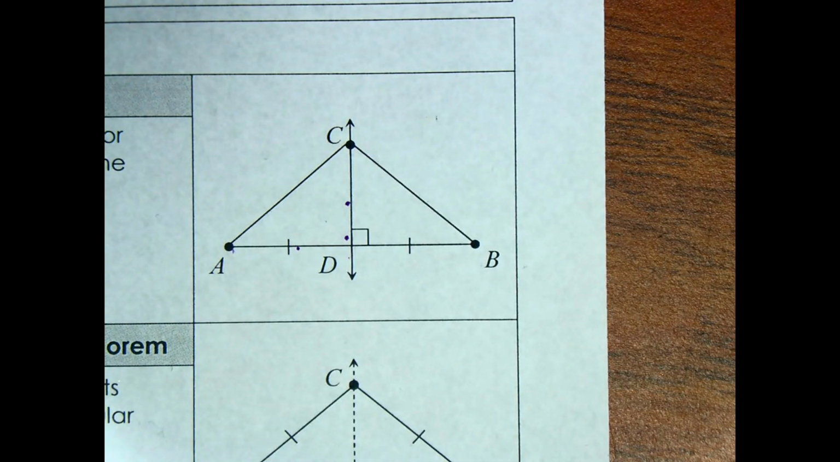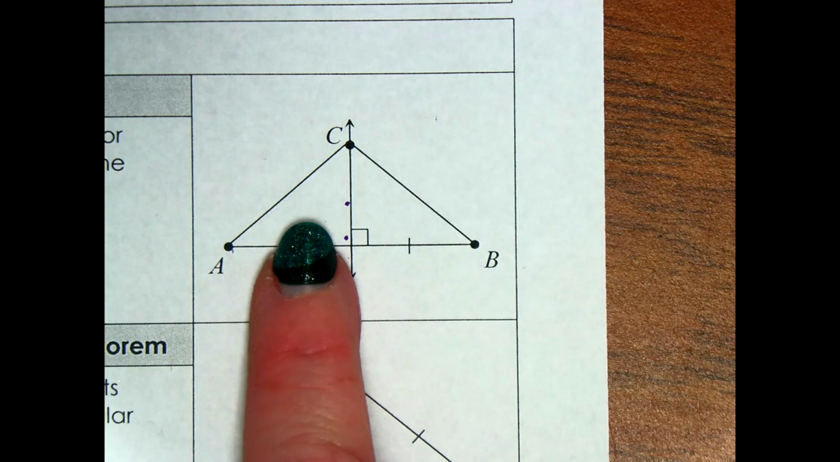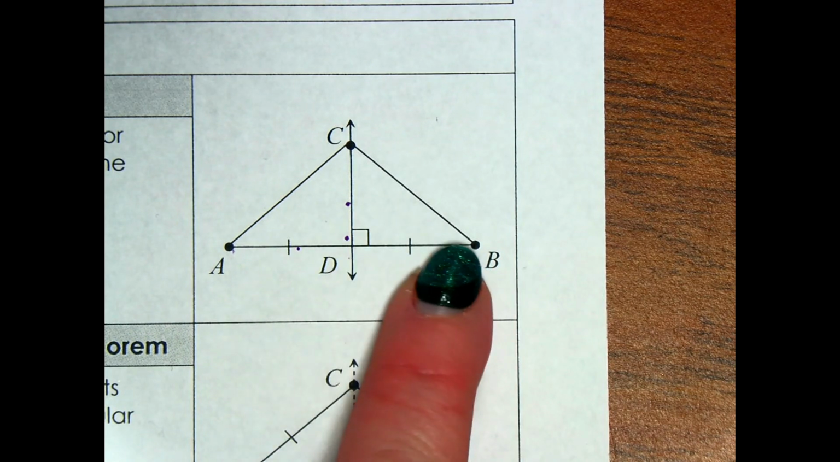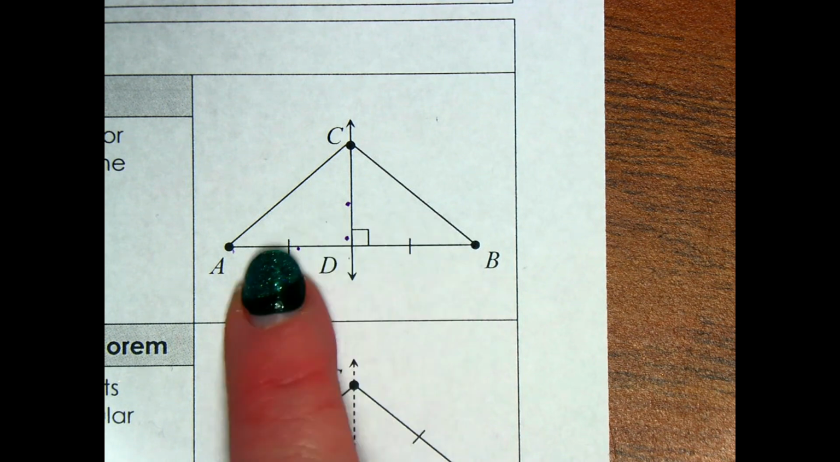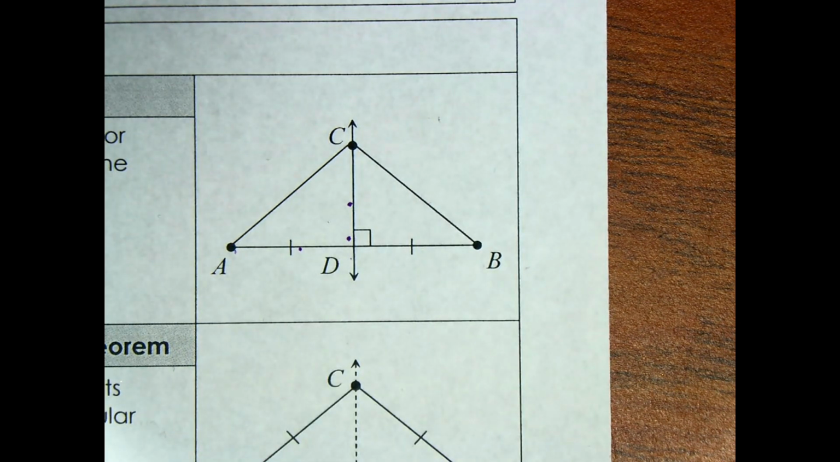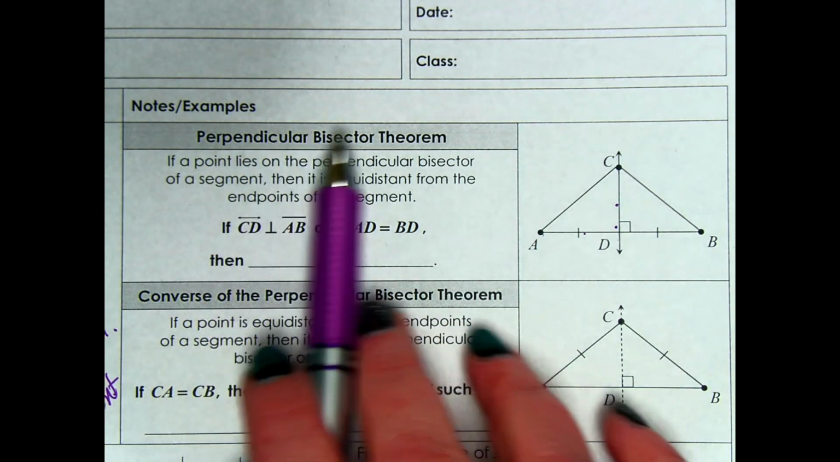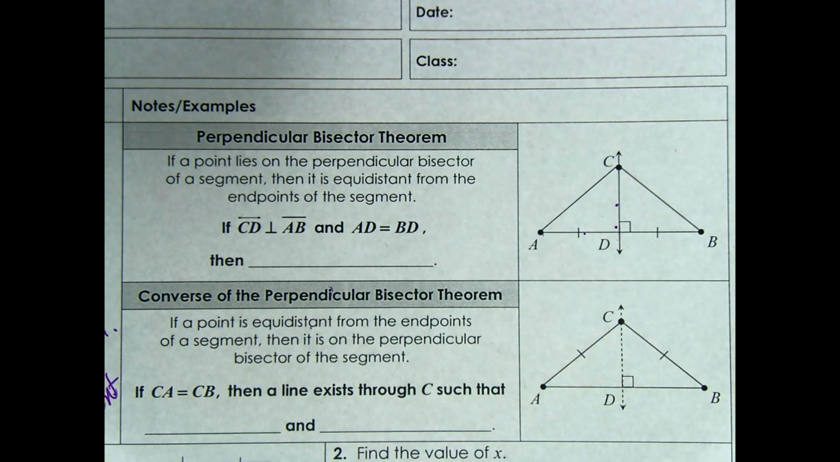Okay? So the fact that these two triangles are congruent tells us that whatever is in this triangle is going to be equal to this triangle because they're congruent. And congruent, remember, means the same. So if we look at the perpendicular bisector theorem, it states, if a point lies on the perpendicular bisector of a segment, then it is equidistant from the endpoints of the segment.